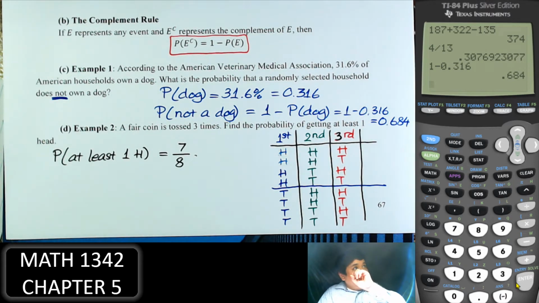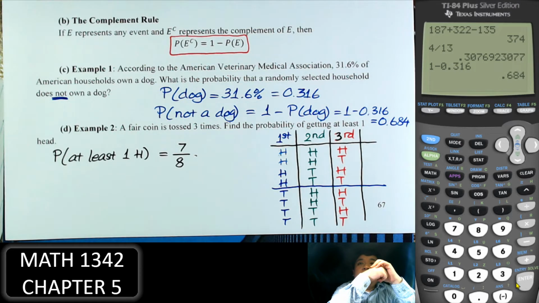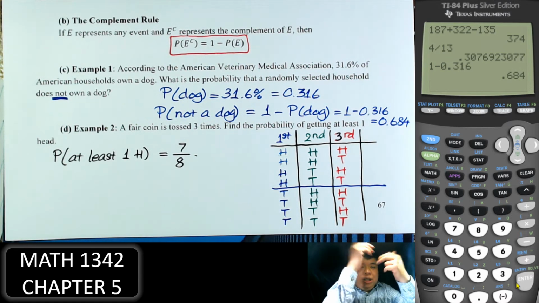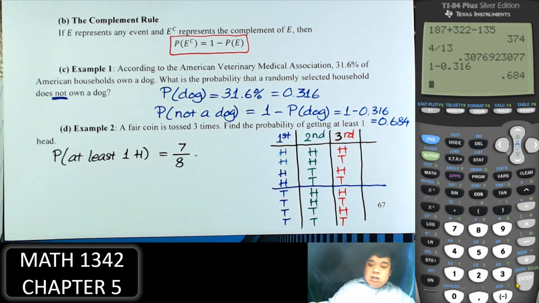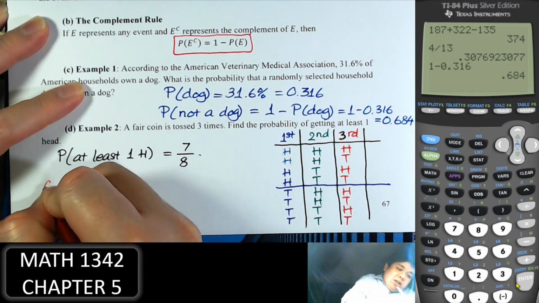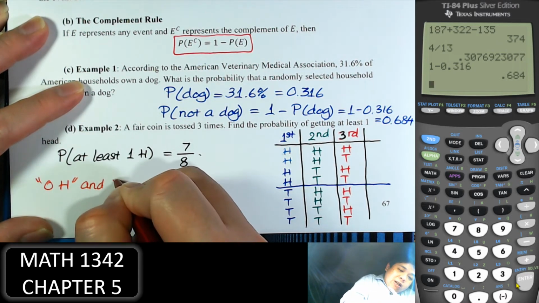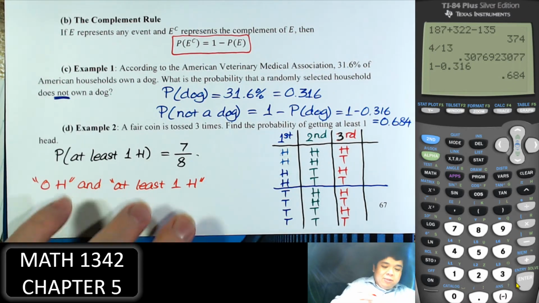Now, if we don't want to do that, we just take a look. When we say at least one, the complement to at least one is going to be what? None, right? At least one could be 1, 2, or 3 in this case, but what it cannot be is 0. So first we write this: 0 head and at least one head are complements.